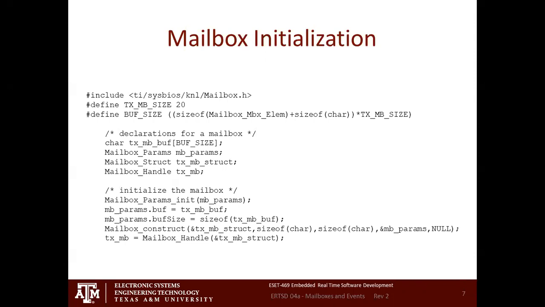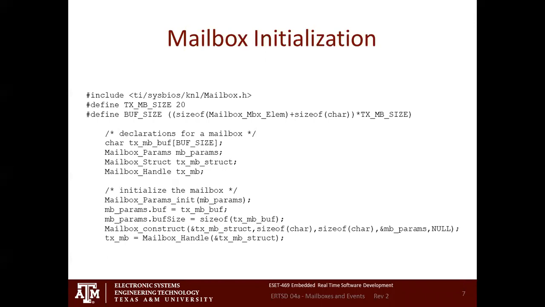This is the size that our buffer has to be. It's the size of this plus the size of whatever we're putting in the buffer times the number of mailboxes we're going to open up. We declare the buffer. We have to declare the mailbox params structure, which can be reused. I don't have to create a different one for every mailbox; I can create one and simply change the two elements in it. I have to declare a mailbox structure, and I have to have a handle.